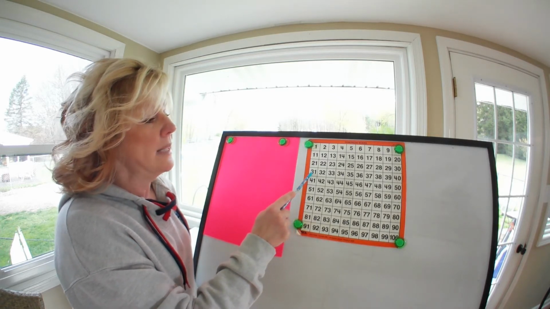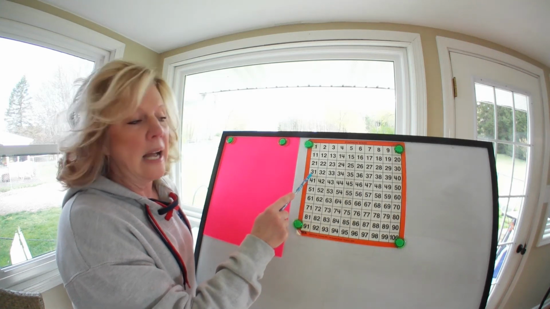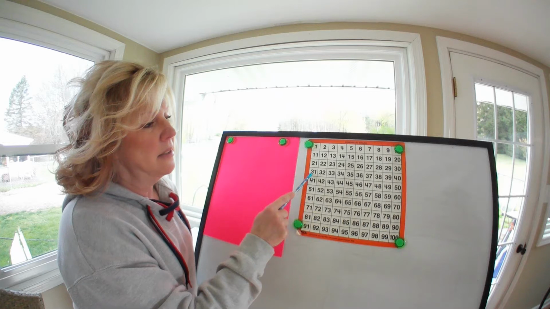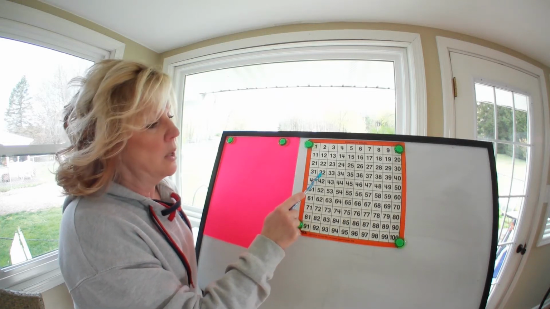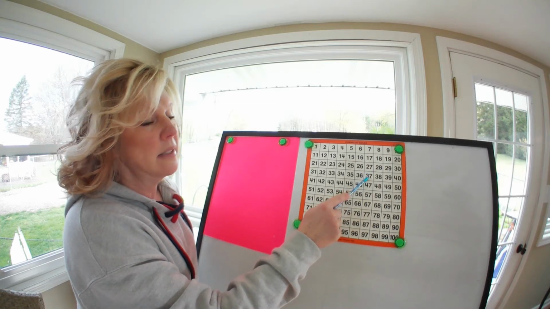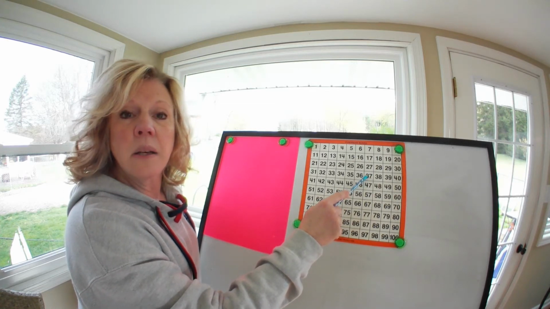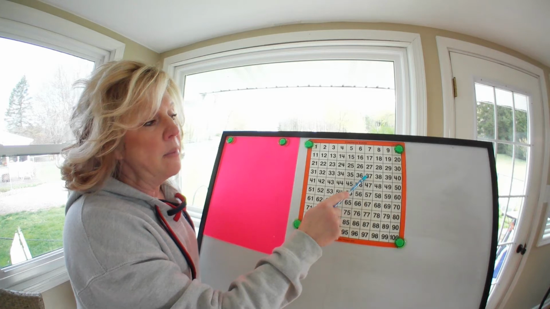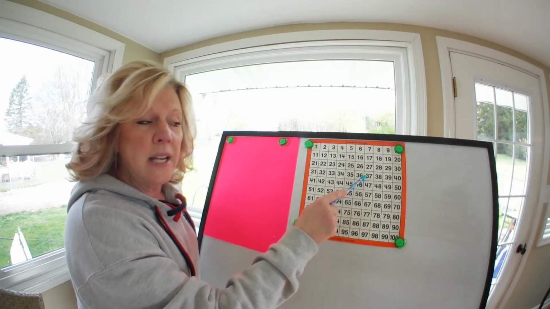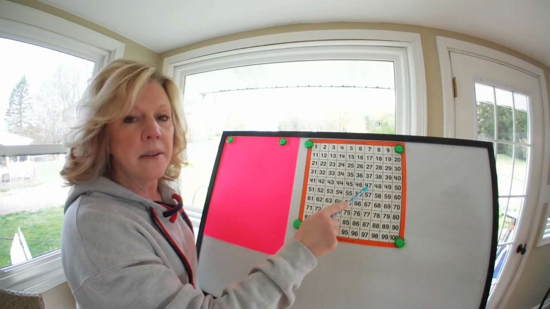10, 20. Now, let's add 6 to it. Ready? 1, 2, 3, 4, 5, 6. You notice what I did? I did some adding of ones. Now I want you to add 10. That's right, you go down one box, 10.